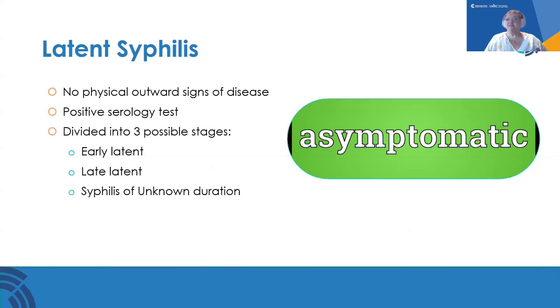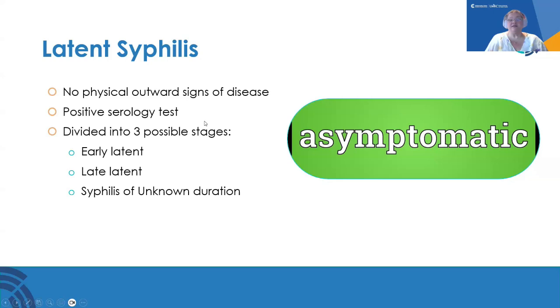All right, so let's talk about when they don't have any symptoms. There is an asymptomatic time called latent syphilis that's divided into two categories: early latent and late latent. And then you can have syphilis of unknown origin or syphilis of unknown duration. We're going to talk about all three of those different types and how you categorize it into those sections.